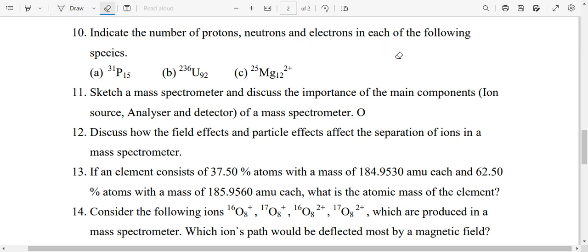Then we go to the next one. The number of protons for this one is 12, as seen from the proton number. And then the number of electrons. Now we can see a charge of positive 2, meaning that you have lost 2 electrons. So instead of it being 12, it will now be 10 electrons. Then the number of neutrons is simply mass number minus proton number. So that will be 25 minus the number of protons, which is 12, and that is 13.